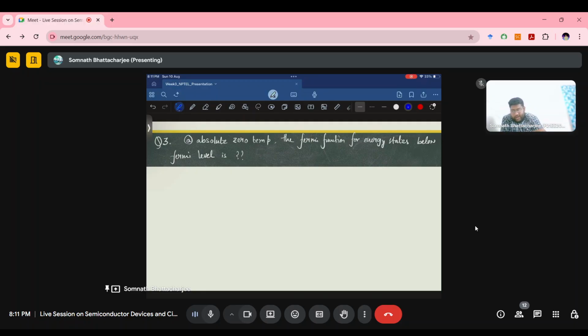So we have to first write the Fermi-Dirac statistics. Based on this, we can get the values, divided by kT. So try to solve this. And it has been written that at 0 Kelvin, what will be the changes in this function? And based on that, how much will be the value?